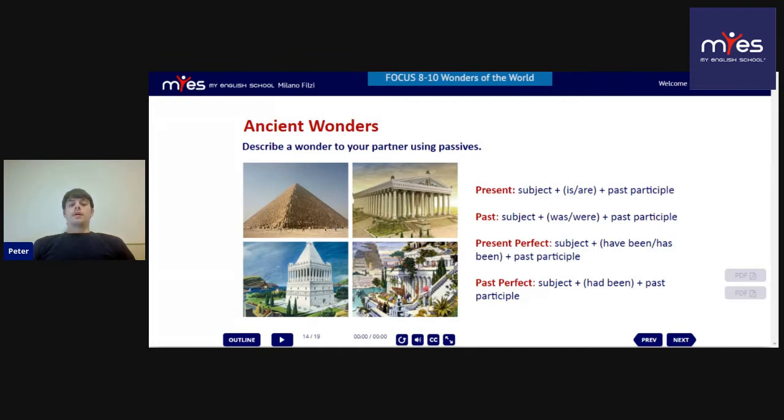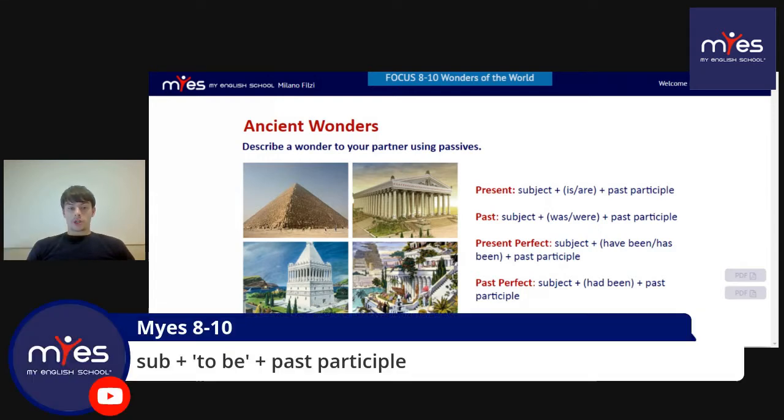But continuing with the passives, the past simple passive, subject plus was or were plus past participle. So the thing that changes is the to be. For example, present perfect passive, subject plus have been or has been plus past participle. And finally, the past perfect, subject plus had been plus past participle.